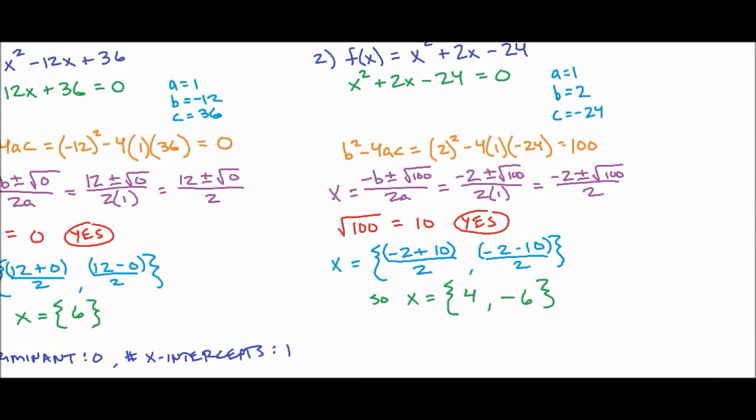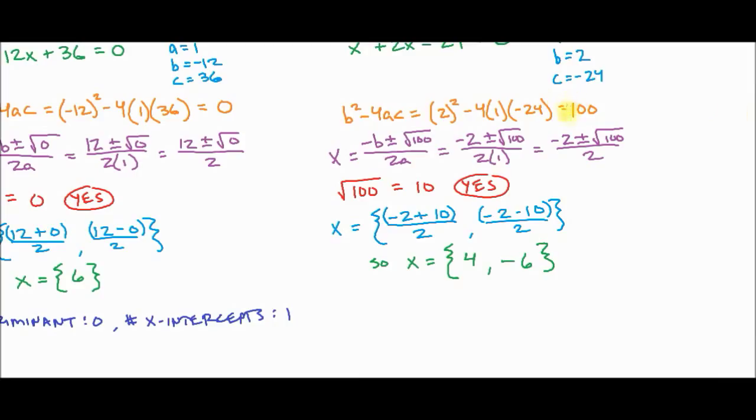Oh, before I do that, little note here. Take a look at our discriminant. Our discriminant is positive, therefore we had 2 x-intercepts. So you can make a little note on your work that if the discriminant is positive, then the number of x-intercepts is going to be 2. So positive discriminant, there are 2 x-intercepts.